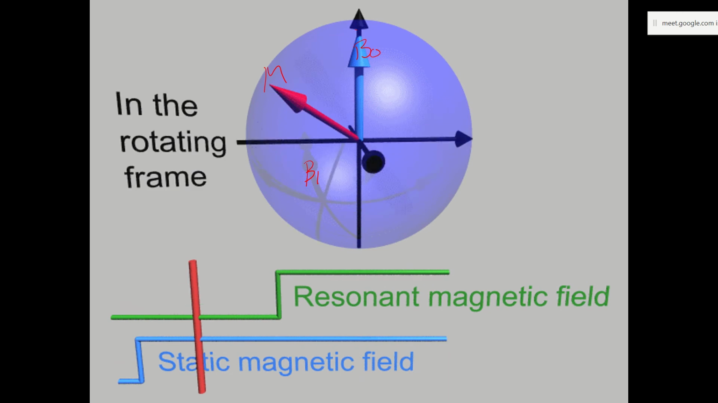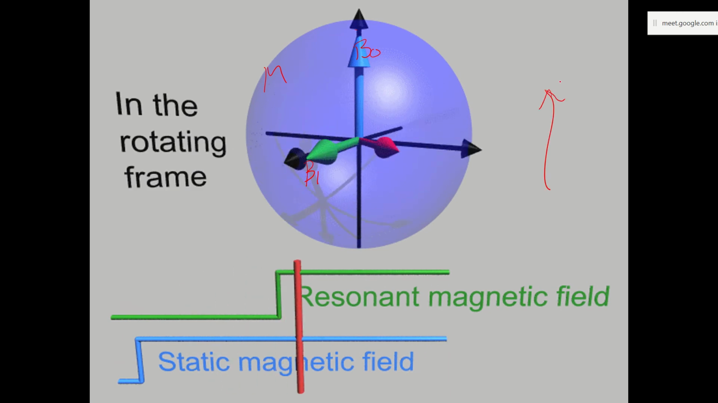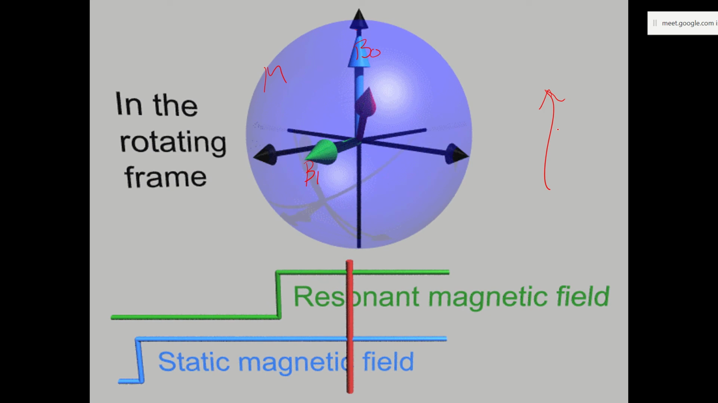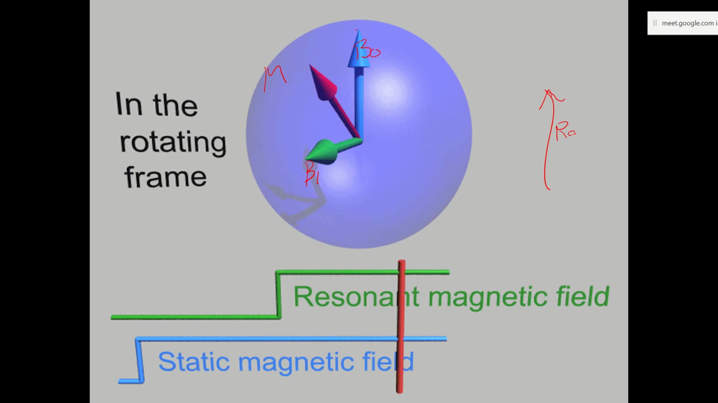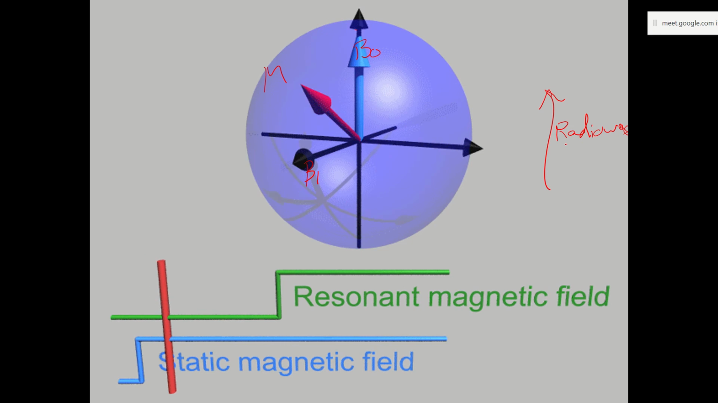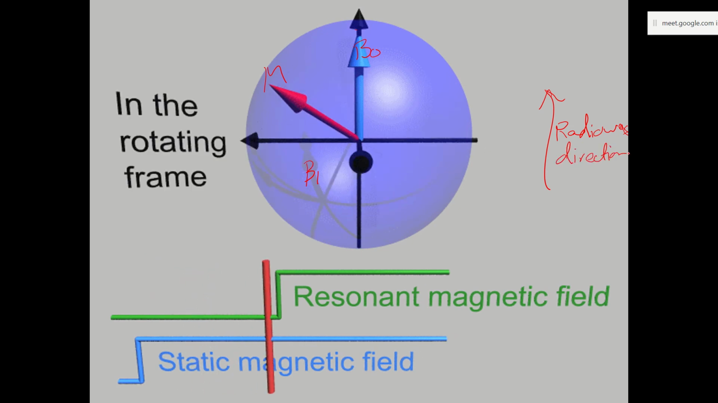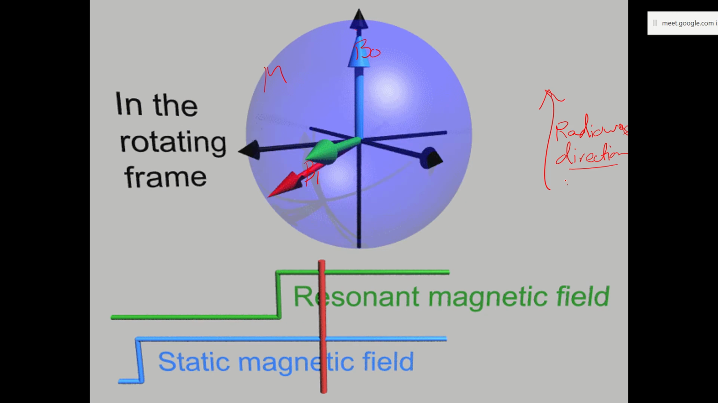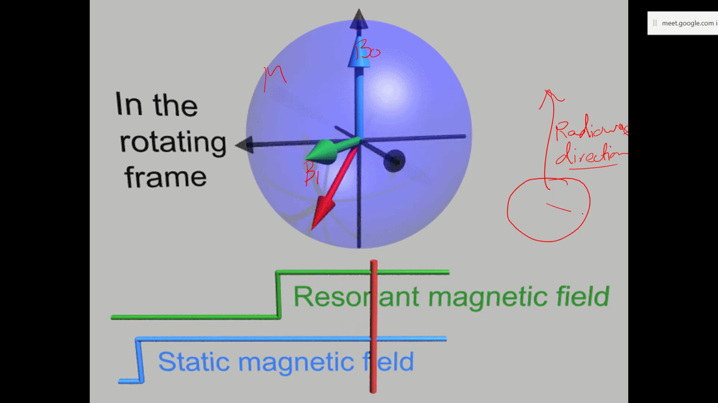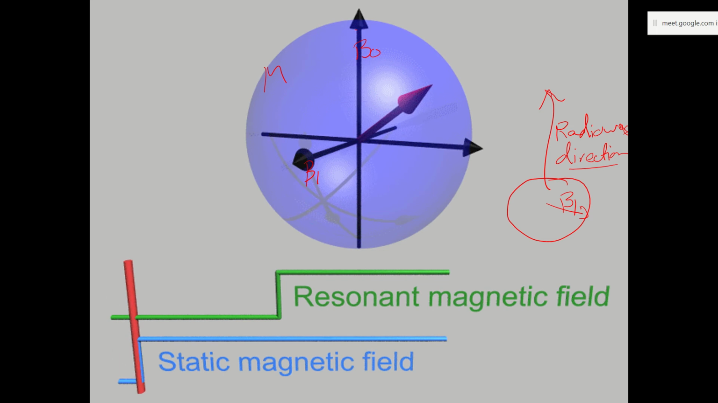Light is moving. This is the direction of travel of the radio wave. And in the xy plane you have this oscillation of the B1 vector happening, and this B1 is the green one that appears static like this.